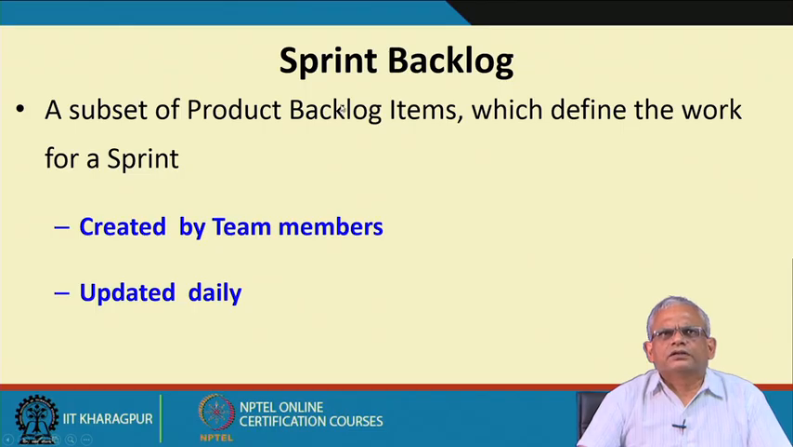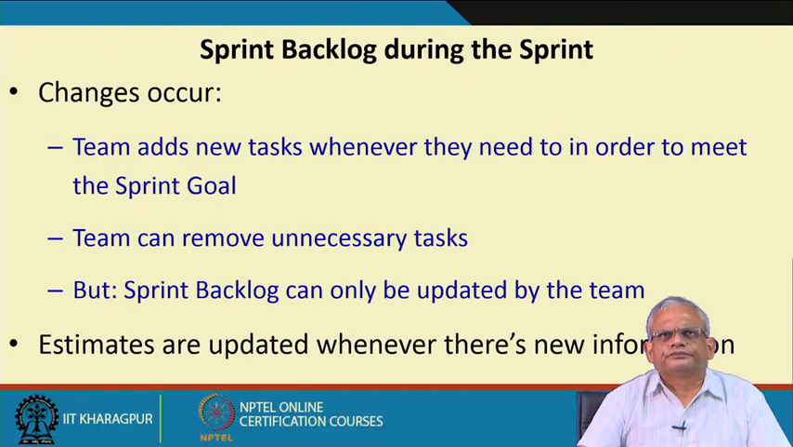The sprint backlog is a subset of items to start with. This is created during the sprint planning meeting. Basically, the product owner along with the team members decide what items to take up for the next sprint, but then it is updated daily because some activities may be noticed to be done, and that is added to the sprint backlog.